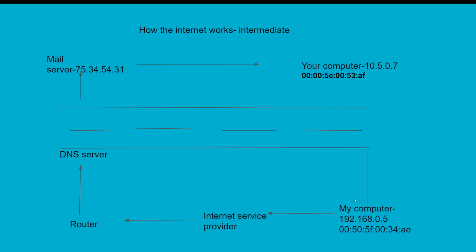Our computer is right here, and this is the computer we are trying to communicate with. This is our packet, and we start off sending it to our ISP, which gets forwarded over to our router, which in turn goes into this DNS server, and this is a mail server over at Gmail. Then this gets forwarded over to your computer right here, and then it will end up at your computer.